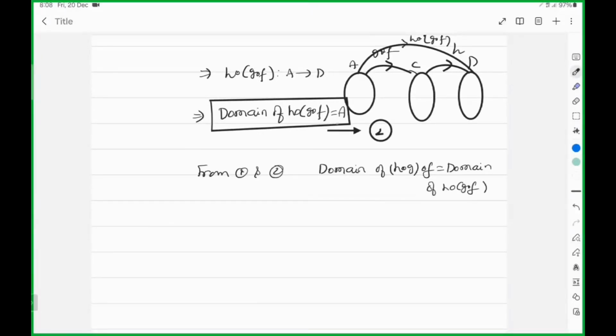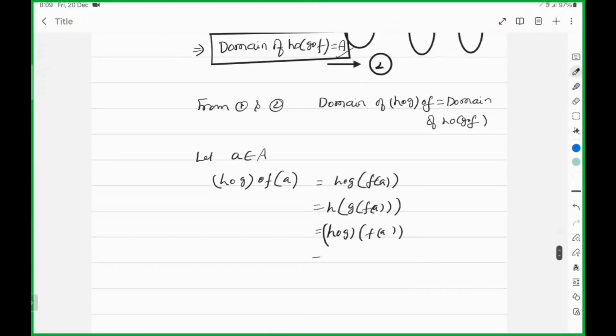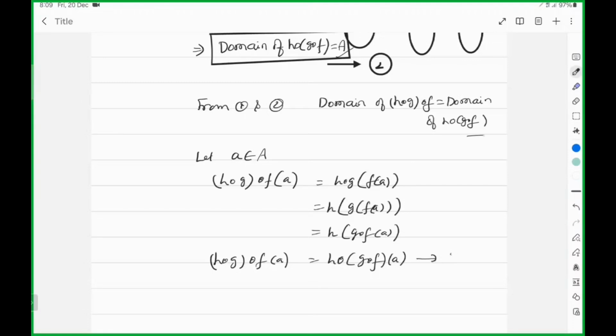So now, since the domain is A, let a belong to A, ((H circle G) circle F)(a). By definition of composite function, H of G of F of a. So I can write (H circle G)(F(a)), which is H(G(F(a))). I have to prove this. I can write this as H((G circle F)(a)), which is (H circle (G circle F))(a). So I proved now ((H circle G) circle F)(a) is (H circle (G circle F))(a). Say this is 3.